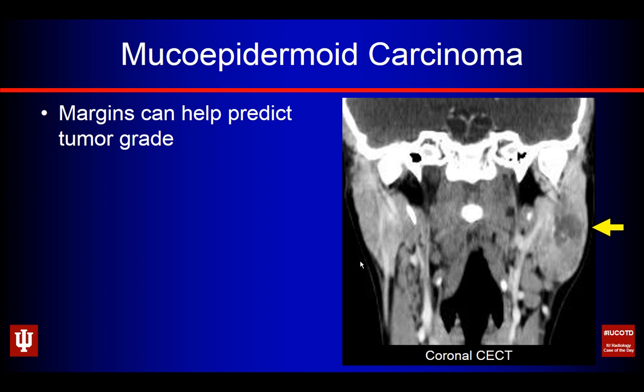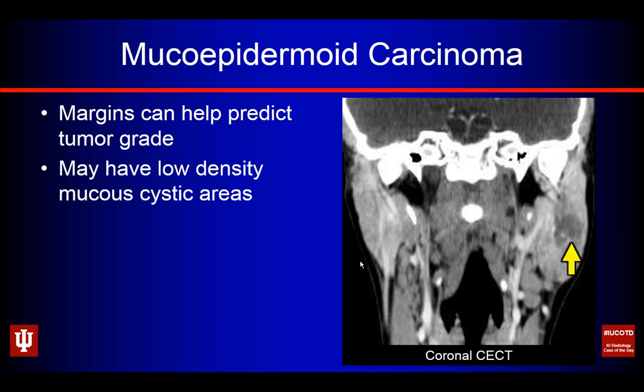One of the features about mucoepidermoids, and you can apply this to any other major salivary gland tumor, the margins are quite helpful in helping to predict the tumor grade. It doesn't tell you what it is, what the histology is, or what the final path is, but it gives you an important clue about whether you're dealing with something that's benign or a low-grade malignancy, or something that's a high-grade malignancy. Kind of like mammography, you look at the architectural distortion, you look at the indistinct, irregular infiltrative margins. Apply those same concepts to the salivary glands.